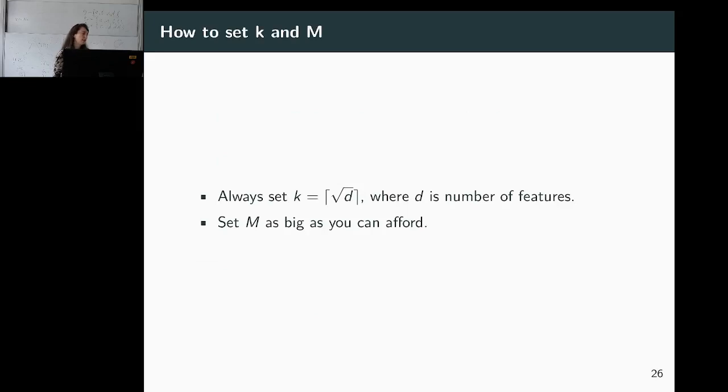And basically, the only thing which remains is how to set k and m. Those are hyperparameters. But the good thing is there was research made, and it was found out that if you set k to this value, where d is the number of features, so set k to the square root of the number of features, rounded up, and set m as big as you can afford.